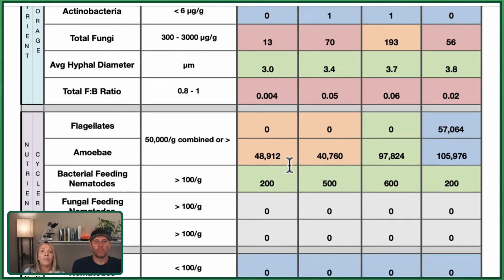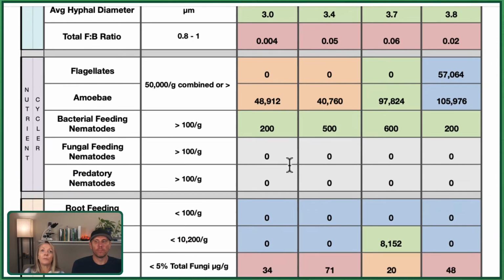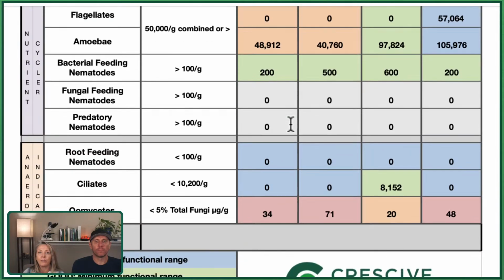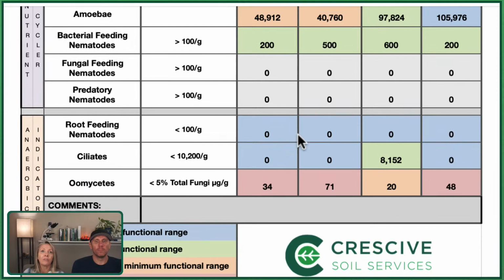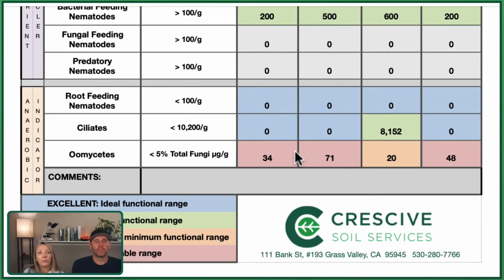And then on the nutrient cycling organisms, your flagellates and amoeba are lower than we like to see, just under the minimum threshold. They do have some bacterial feeding nematodes, so they do have some nutrient cycling going on, but at week 1 in flower, that's not going to be enough. And then when we scroll down to the anaerobic organisms, we see we're not overwatering here.